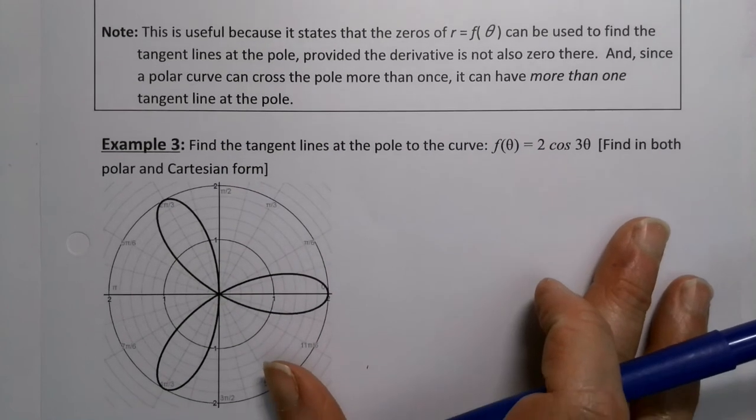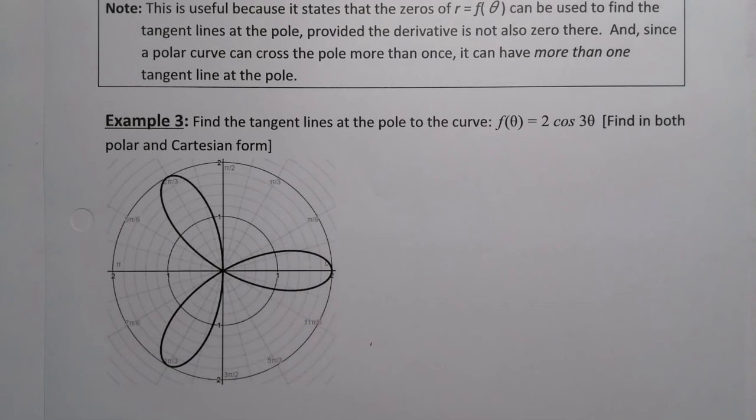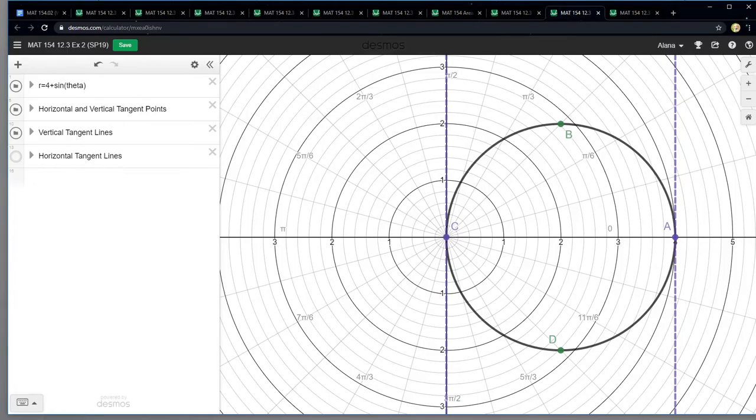So look at this lovely rose curve, although it doesn't look much like a rose to me, it looks more like a daisy. But it has this lovely rose curve, and we're going to find the tangent lines in both polar and Cartesian form. Ooh, tricky. So we're going to do polar and Cartesian form for these tangent lines. Okay, so one thing I need to know right off the bat is what's the period, because I need to know how much I'm looking at here.